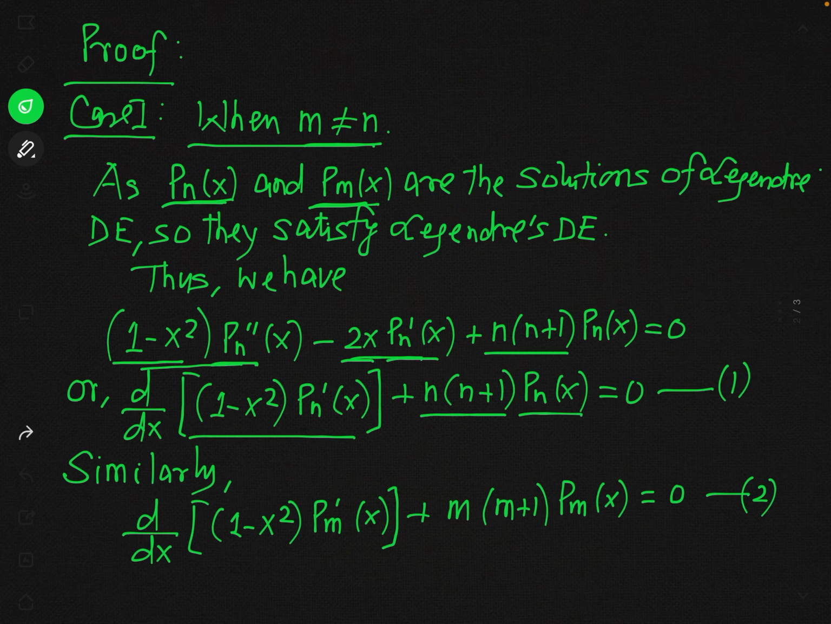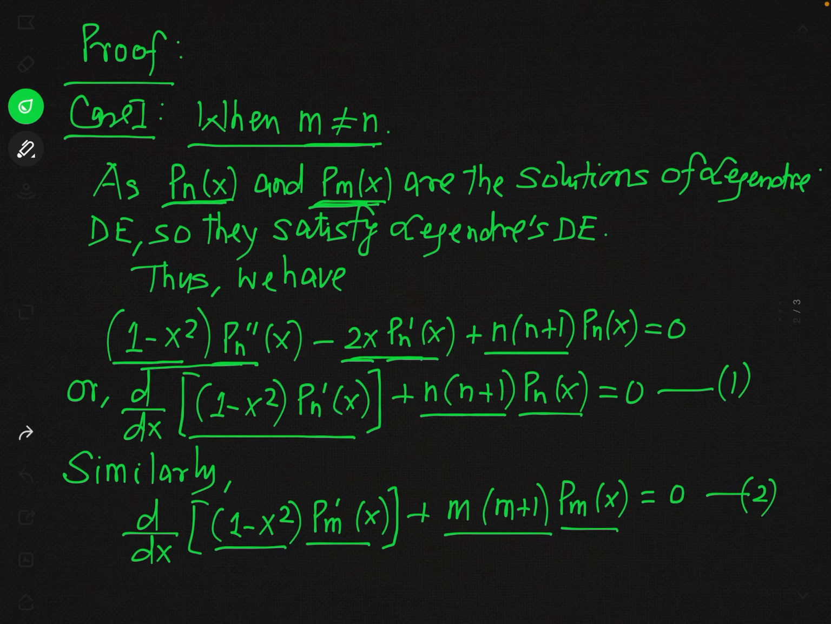Similarly, if you want to write the same equation for the Legendre polynomial Pm of x, you should simply change the subscript n to m and we get the same result. So I have written it here directly on the basis of this equation 1. We can write d/dx of 1 minus x square into Pm prime of x plus m into m plus 1 into Pm of x equal to 0.